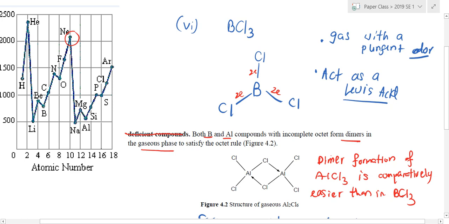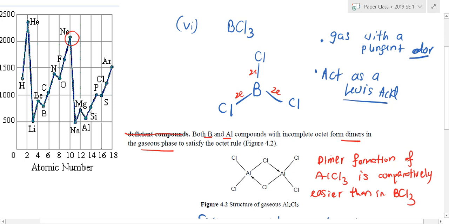BCl3 forms dimers in the gaseous state, but the formation of the AlCl3 dimer is somewhat easier than boron, because aluminium is somewhat larger in size. Boron has a smaller atomic radius.